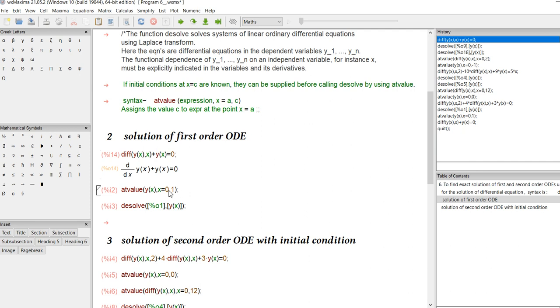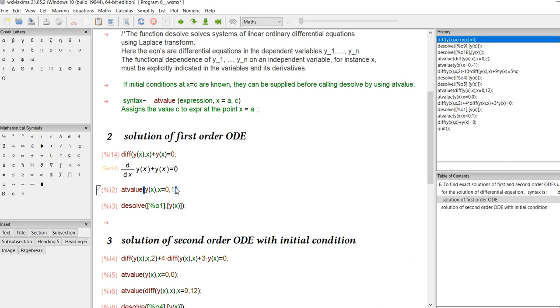To find the solution of this differential equation and the constant c, I'm not using the ic1 function. I will use the desolve and atvalue built-in functions here. So first of all, enter the initial value of your dependent variable in the memory of the computer. Here x is equal to 0, and your dependent variable here is y.